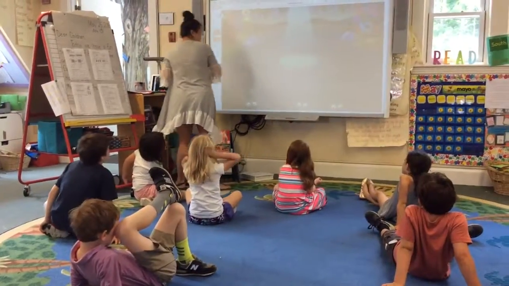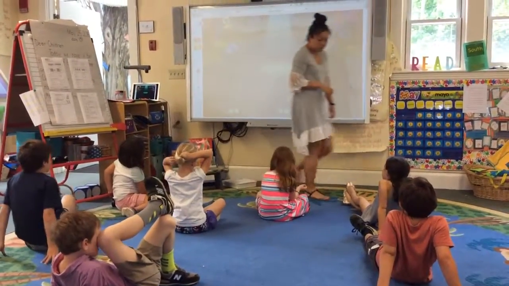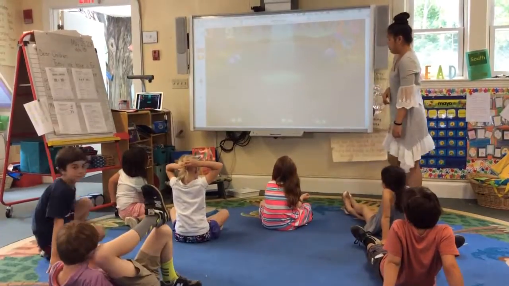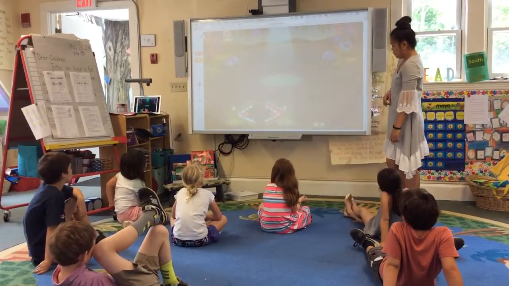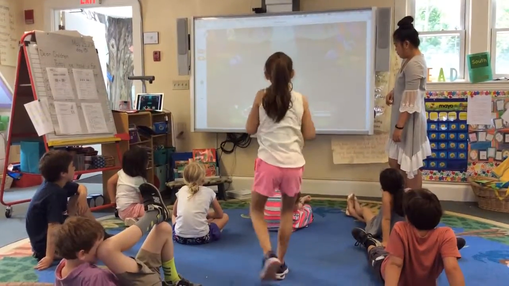Let's compare numbers in the swamp. Use the alligator symbols to show which side has more. This means less than. This means greater than. This means equal to.